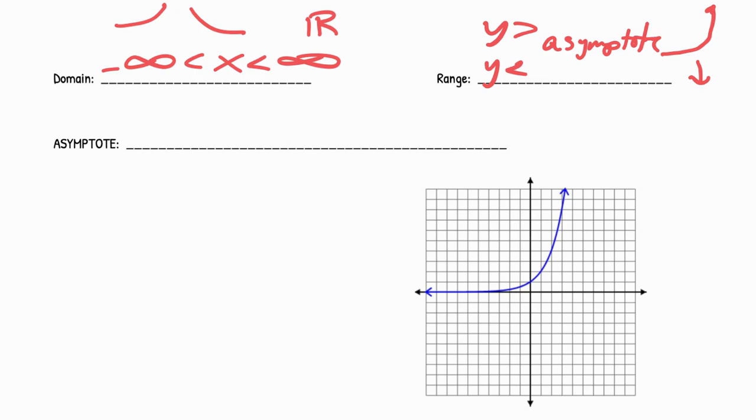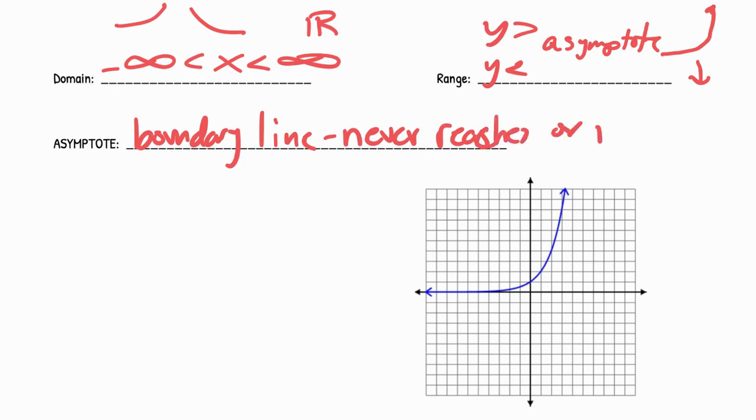The definition of an asymptote is a boundary line. Now, in each one of these classes, I had somebody line up and try to touch the wall with their feet, and they never could do it. That's because the asymptote is something that you can never reach, or in this case, sometimes passes.